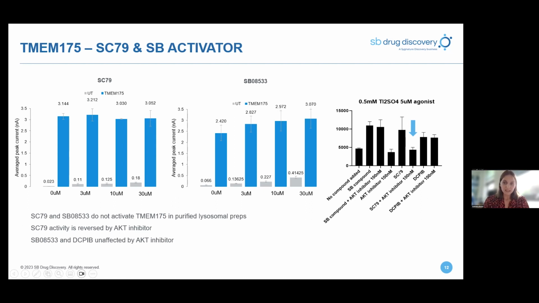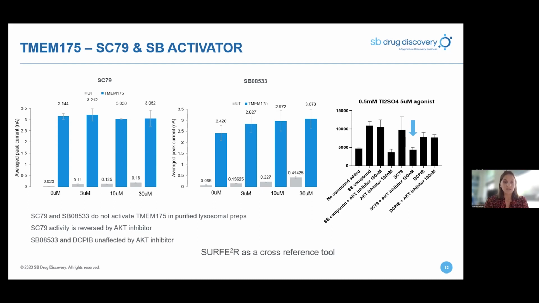So SC79 obviously activated TMEM175, and then we wanted to see if it really can be reversed by adding an AKT inhibitor. And yes, that was indeed the case. You can see that with addition of inhibitor, the fluorescence dropped almost to reflect the no compound fluorescence. That, however, was not the case with our SB compound or even DCPIB. That made us believe and assume that it could still be working on TMEM, but through a different pathway, still indirectly, but through a different pathway.